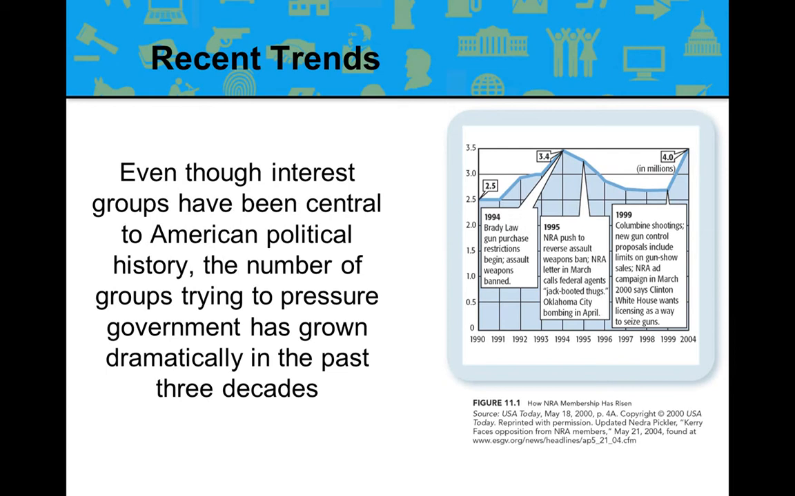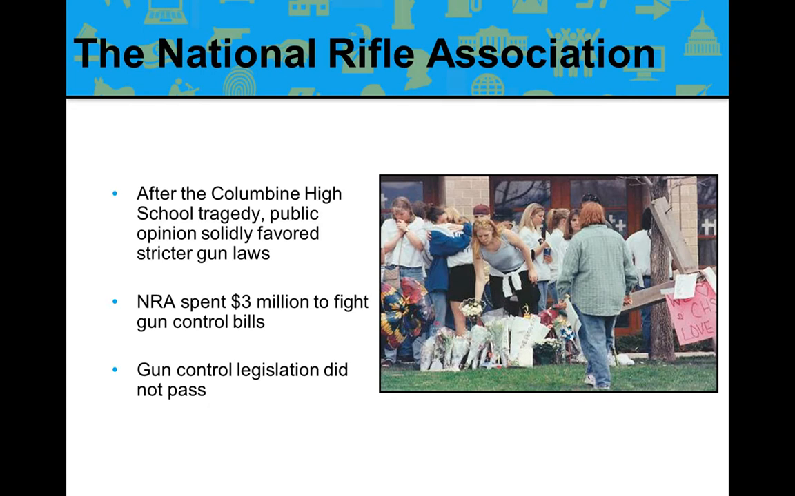A lot of times people join interest groups because they have some sort of latent interest in a particular issue, and it's not until the government starts to try to restrict or ignore those issues that they start to mobilize and try to influence government about a particular policy. After the Columbine shooting, public opinion solidly favored stricter gun control laws, and so the NRA spent $3 million to fight some of these bills, and gun control legislation did not pass.